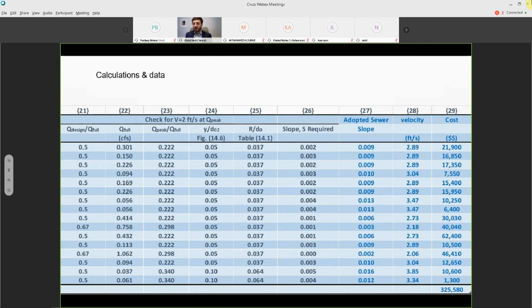And finally, I had to find the slope, which means, is the pipe going down? Is it going upwards? Is it going straight? Based on that, gravity would help me, and then I would be able to find the velocity. And then at the end, I had to find the cost of my pipes based on the diameter and how much they cost on the market.